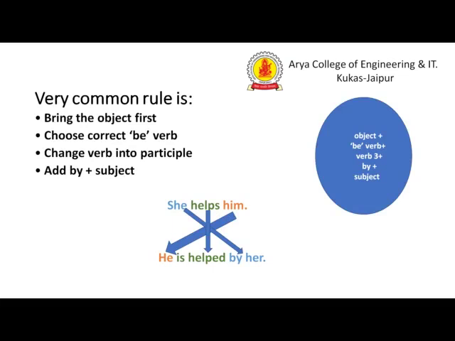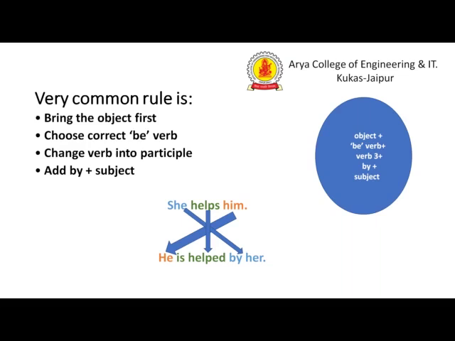First of all, we'll discuss the very common rules we have to apply. Here you can see the slide: the object plus be verb plus verb's third form plus by plus subject. Here are some rules we have to follow. Bring the object first. If we are converting active to passive voice, first we have to consider what kind of rule we are applying. The subject becomes object, the object becomes subject. The first thing that should be our criterion is that the object is used first. So bring the object first.